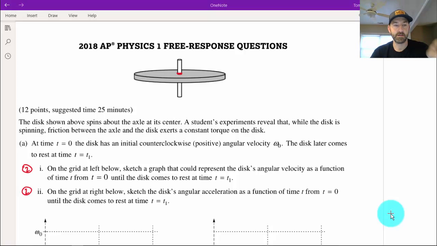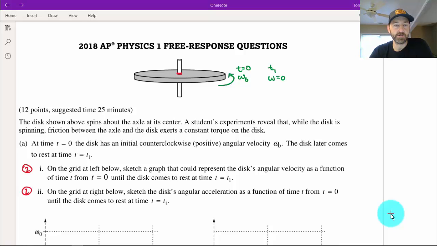And they say at time 0, the disk has an initial counterclockwise positive angular velocity omega naught. So in the beginning, it's rotating around this way with omega naught, and the disk later comes to rest at some time t1. So that's at time equals 0, and at time t1, we have omega equal to 0. It comes to rest. So it just kind of goes and stops. That torque is preventing it from keeping going, provides an angular acceleration, which decreases the omega, and it comes to rest.